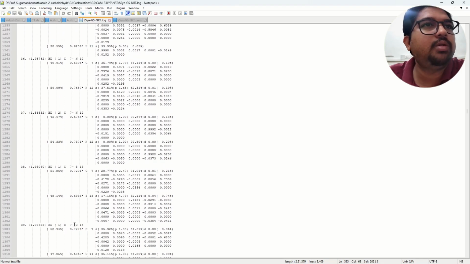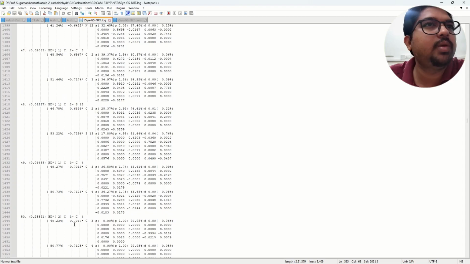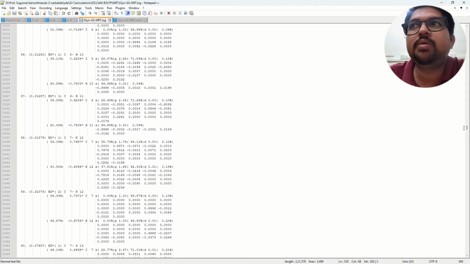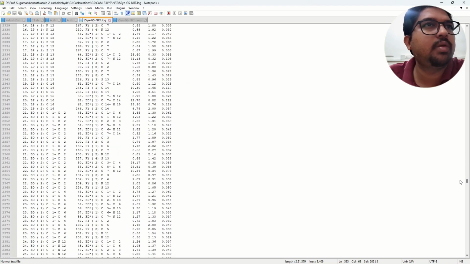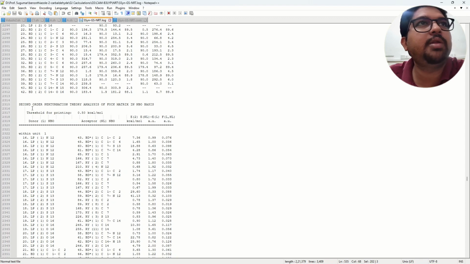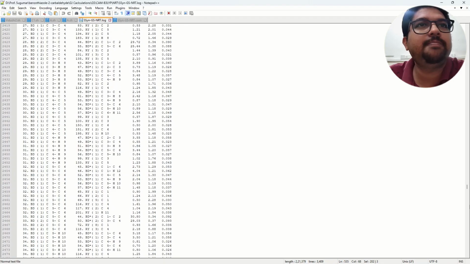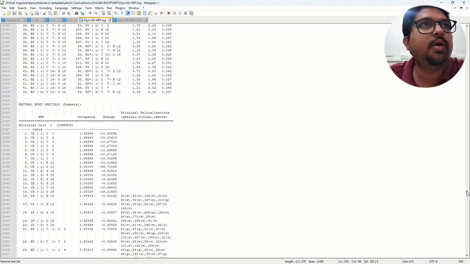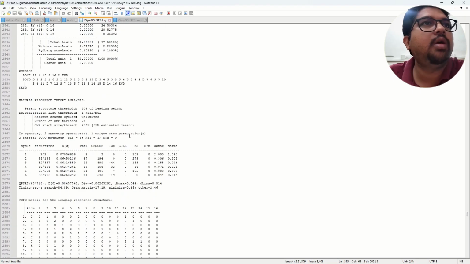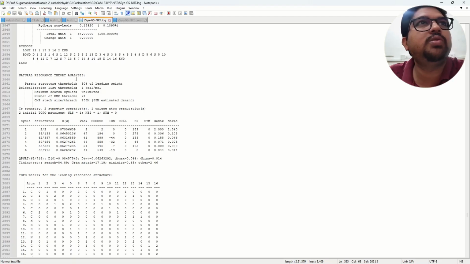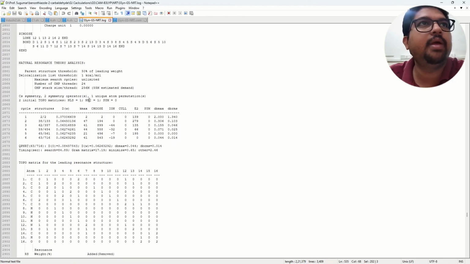Going down, you will see here it will start the second order perturbation. In the second order perturbation, further down we will get this donor-acceptor thing. Going down you will see the NBO orbitals. Yeah, so now you can see from here the natural resonance theory analysis starting.